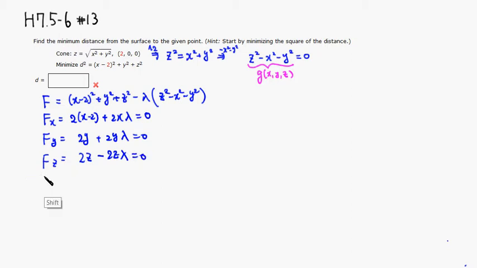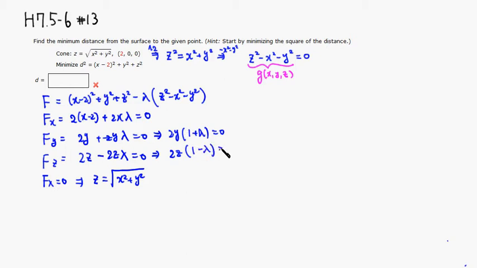And then the partial with respect to lambda, set that equal to 0, you always get the constraint. So I'm just going to say z equals the square root of x squared plus y squared. Alright, let's solve this system of equations. The bottom two are easy to work with. So factor out the 2y, then we get 1 plus lambda equals 0. And I'll factor out 2z, then 1 minus lambda equals 0.